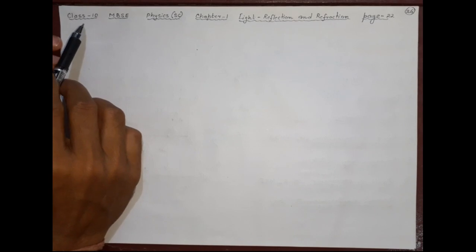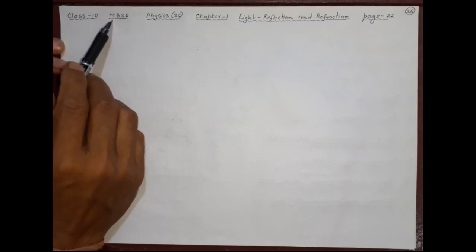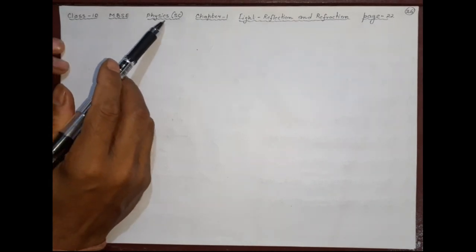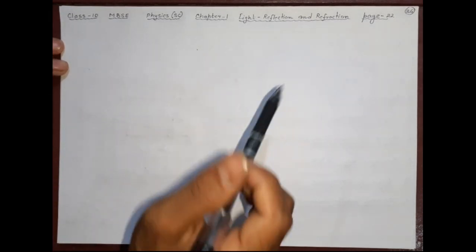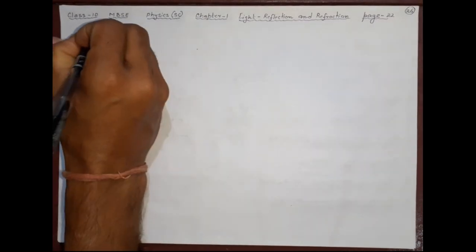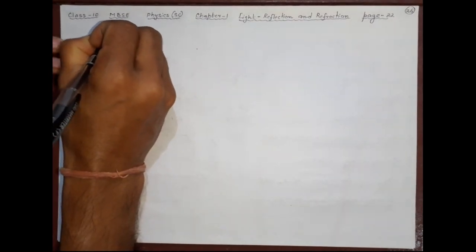In today's class we will do Class 10 MBSE, Mizoram Board of School Education, physics portion of Class 10 science. Chapter 1, the name of the chapter is Light: Reflection and Refraction. The topic today we are going to do is laws of refraction.